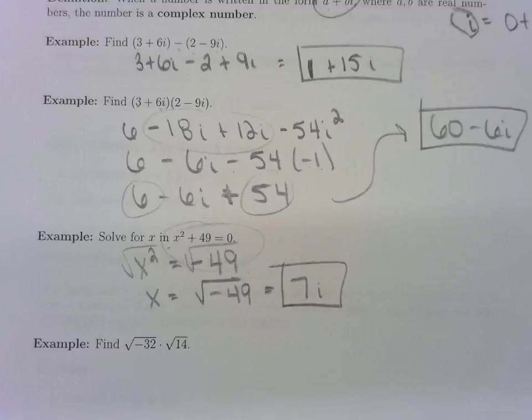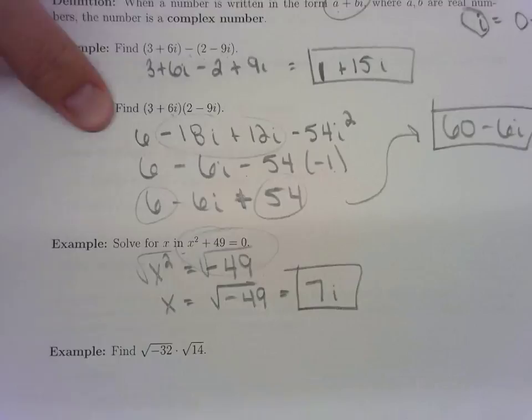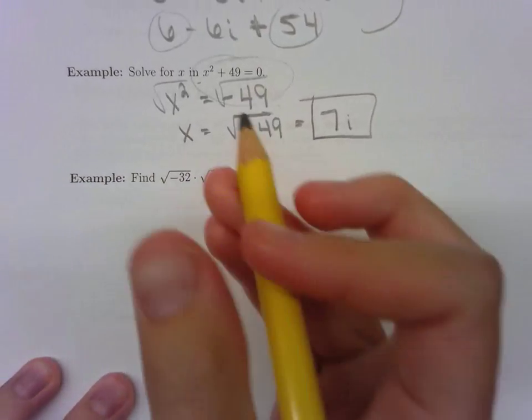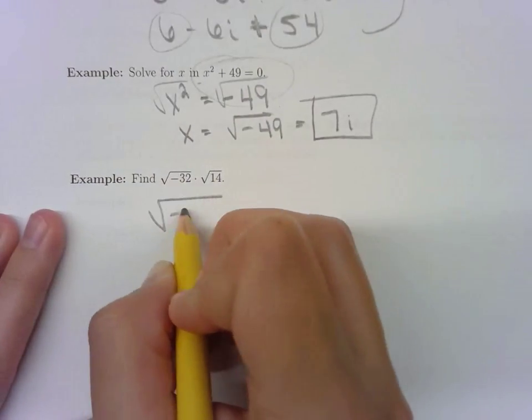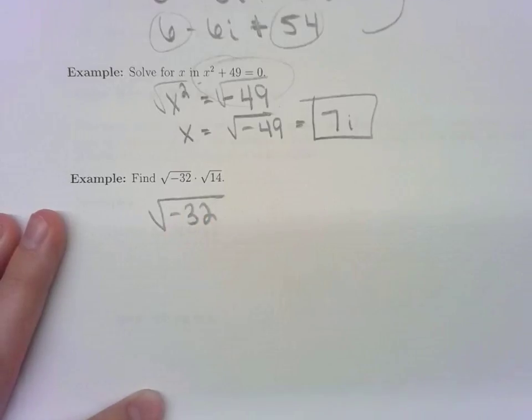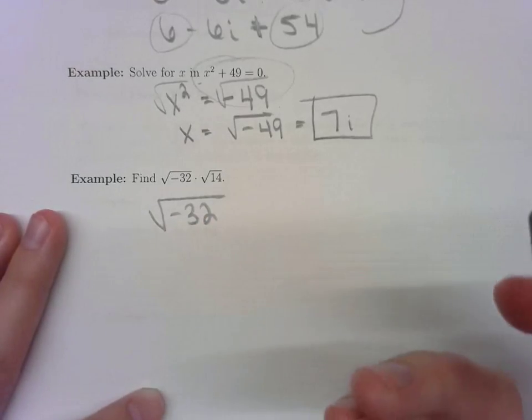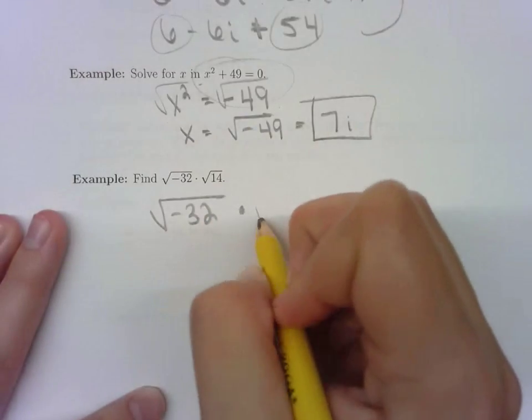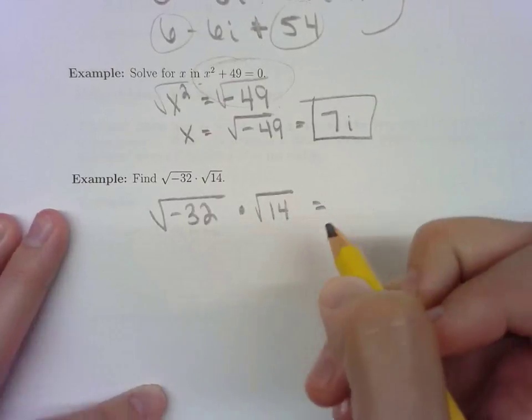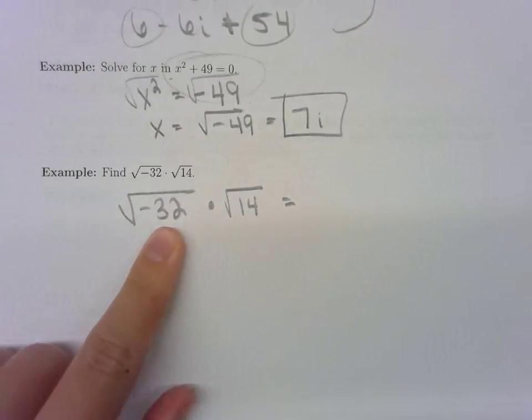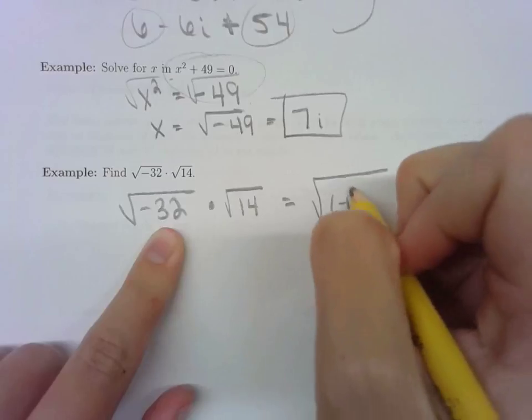Okay, and then one more example, we have the square root of negative 32 times the square root of 14. Okay, so what we're going to do, we're just wanting to simplify this. So we're going to take the square root of negative 32. We know there's probably going to be an i somewhere here because we have the square root of negative 1. And I'm going to go ahead and write square root of 14 here. Alright, so let's go ahead and break up this square root of 32. We know we have a negative 1 in here.